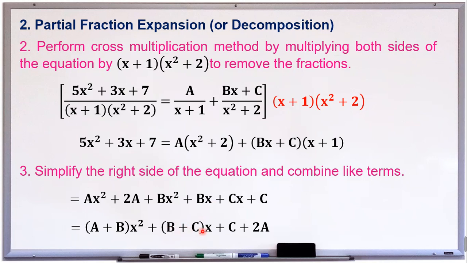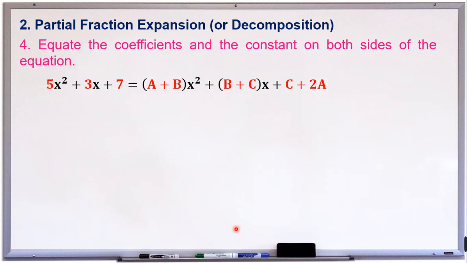Next, we're going to compare the two sides of the equation. So a plus b, the coefficient of x squared, should be equal to 5. And then the coefficient of x, that is b plus c, should be equal to 3. And the same with the constant, that is c plus 2a on the right side should be equal to the constant on the left side, that is 7. So let's start by equating the coefficients for x squared. So we have a plus b is equal to 5. So a is equal to 5 minus b. For x, we have b plus c equals 3. And then c is equal to 3 minus b. Then for the constant, we have c plus 2a equals 7.